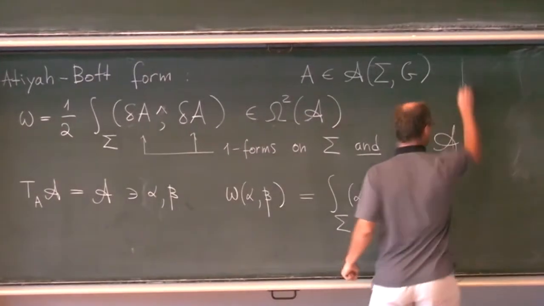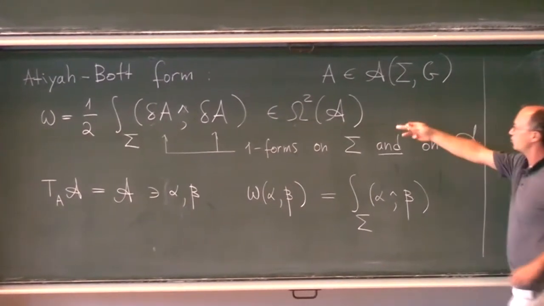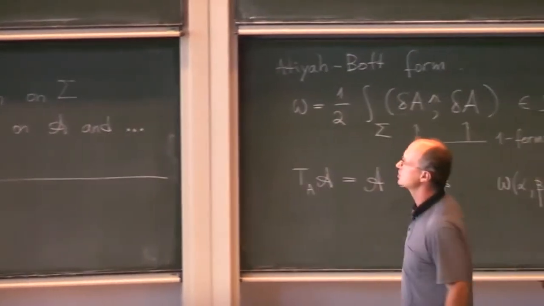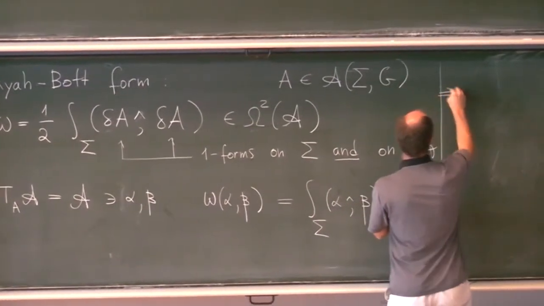Now, perhaps one small remark. This formula explains to you why we wanted the 2-dimensional manifolds, 2-dimensional surfaces to start with.